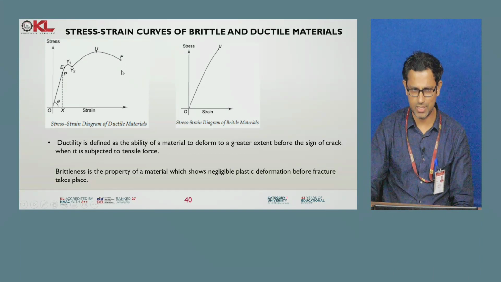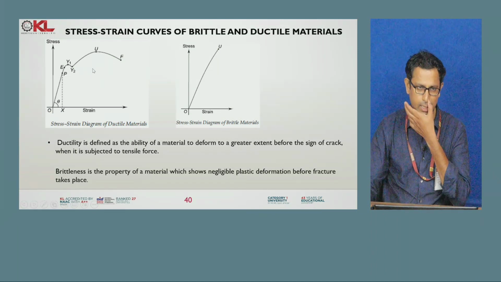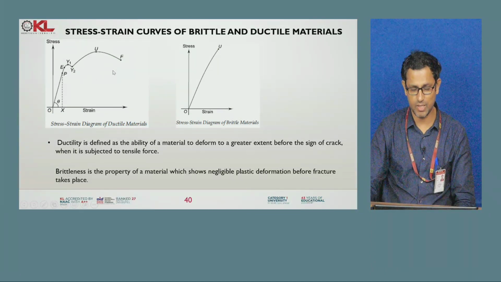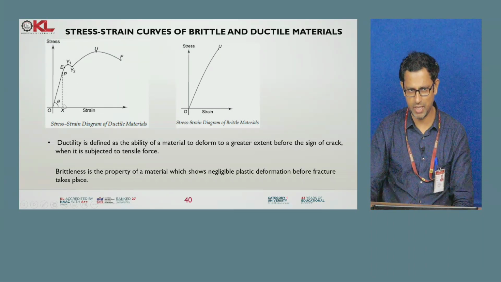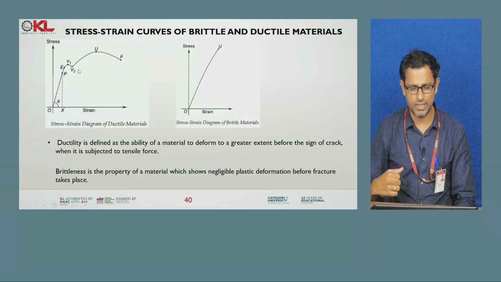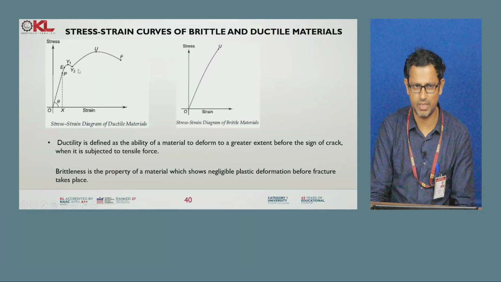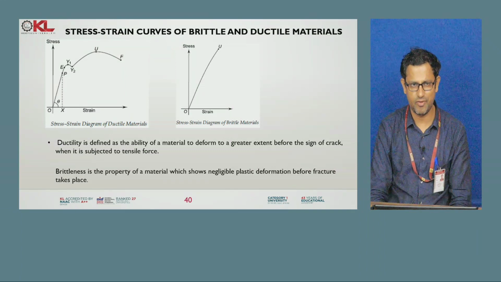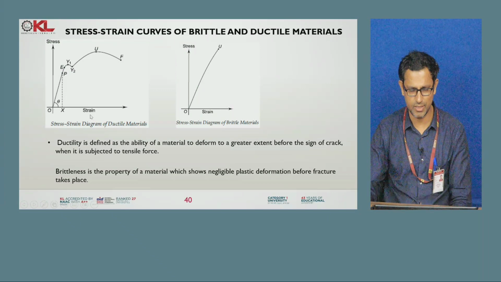If I extend a line here and calculate the area under this curve, the area gives me the toughness, and if I calculate the area only till the elastic point, that gives me the resilience. So this is how the stress strain curve looks for a ductile material. Whenever you test a material, let's say mild steel, under tensile load, you will get the stress strain curve like this.